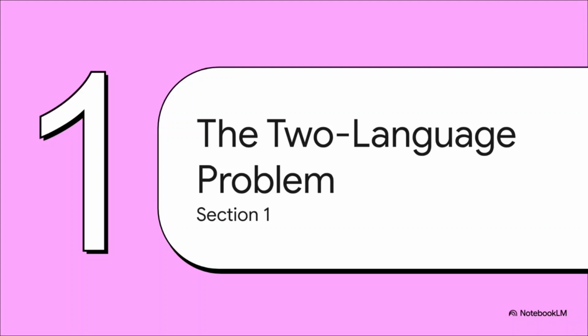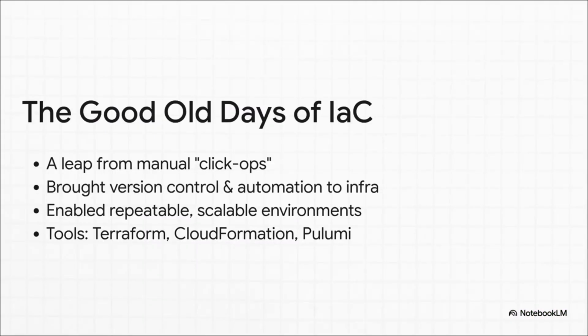Okay, so to really understand where we're headed, we have to start by looking at where we are. And right now, the way most people work is with something called infrastructure as code. And, well, it's the source of all that YAML we were just talking about. And it's created what I like to call the two-language problem. Now, let's be super clear about something. Infrastructure as code, or IaC, was a massive, massive step up.